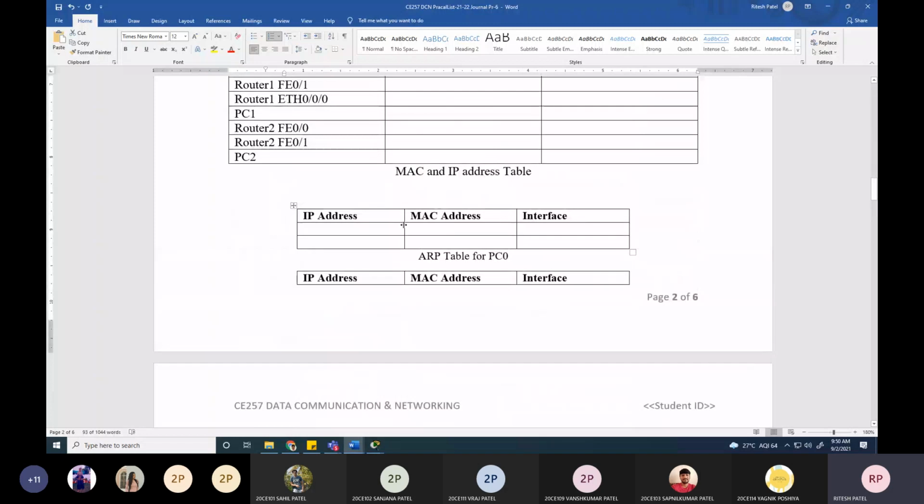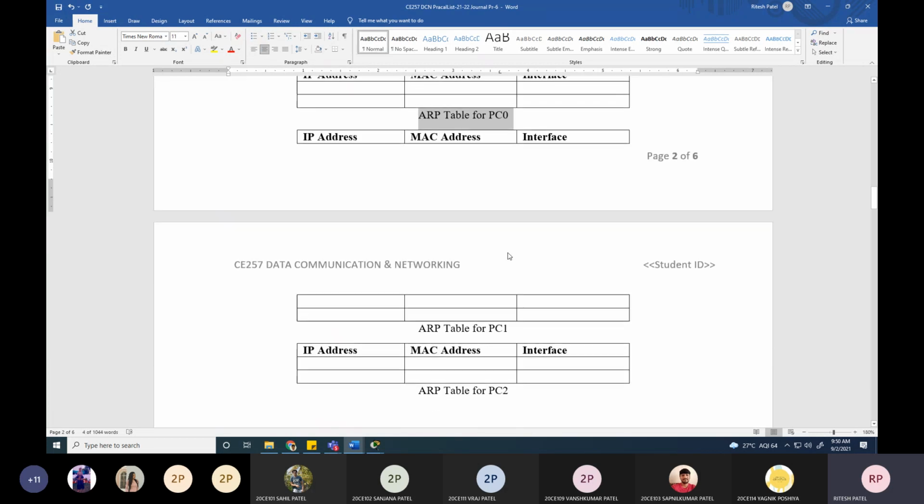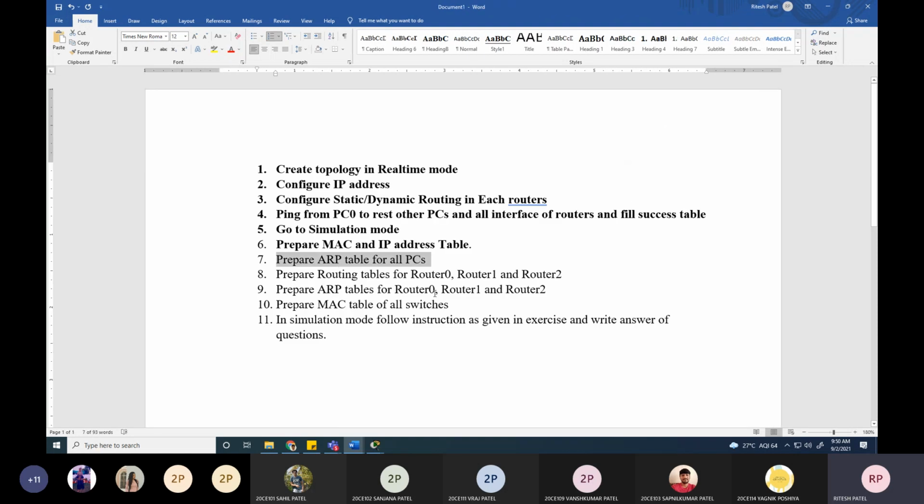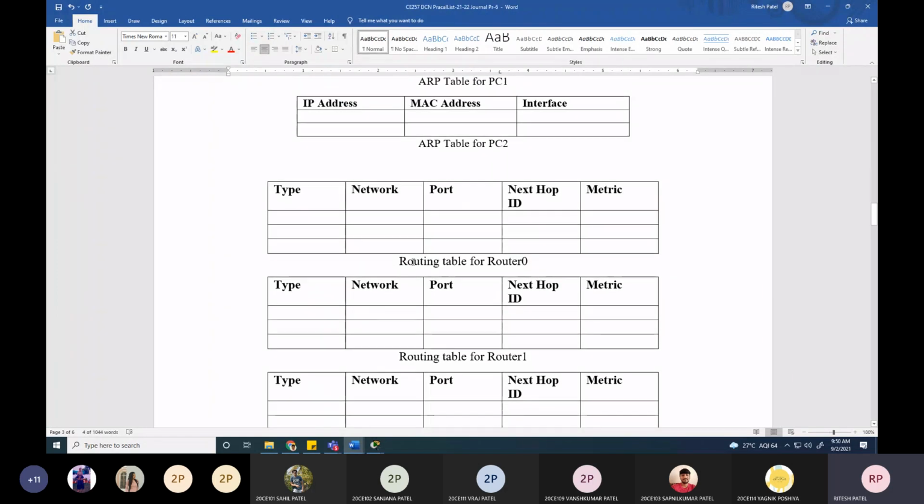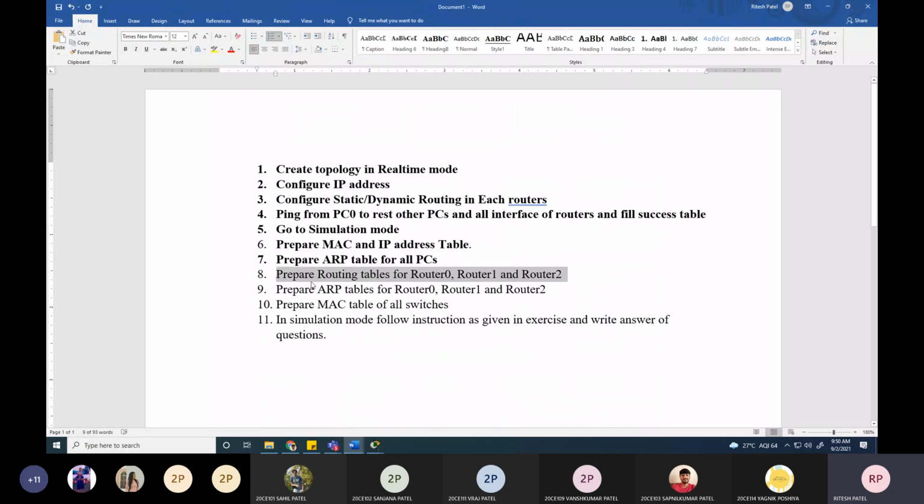ARP table for all the PCs, because we have pinged to each and every machine. So your ARP table will have all the appropriate data. Write down the ARP table for PC0, PC1 and PC2. Then prepare the routing table for routers 0, 1 and 2. The routing table for router 0 has type, network, port, next hop and metric. We have to write this routing table over here that we have seen.